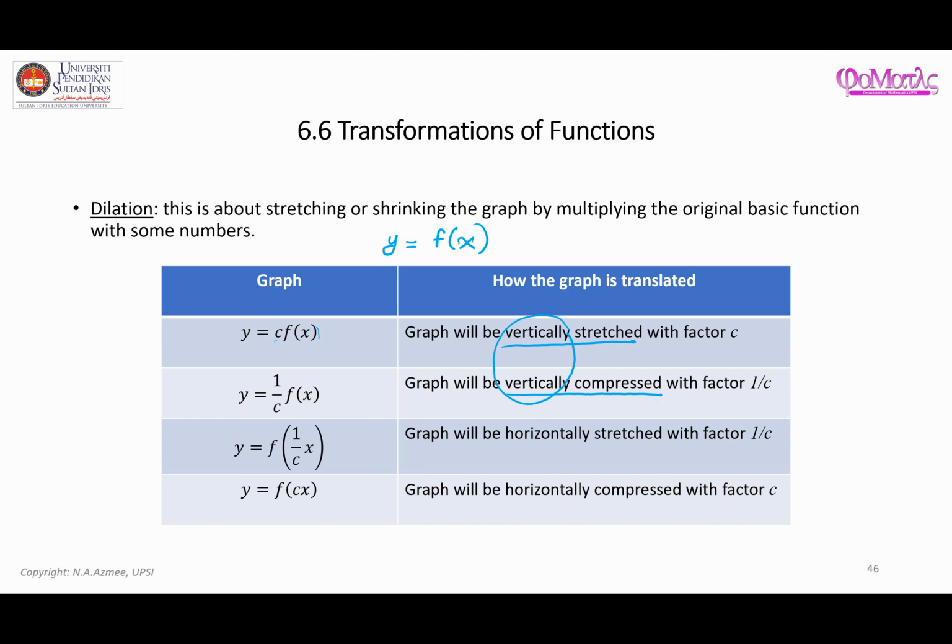Now, if the factor is inside the function, next to x, so this is a factor 1 over c next to x inside the function, then the graph is horizontally stretched. And if you multiply x with a factor c inside the function, then the graph will be horizontally compressed. So I hope you can see that when the factor is inside the function, you are talking about either stretching it horizontally or compressing it horizontally.